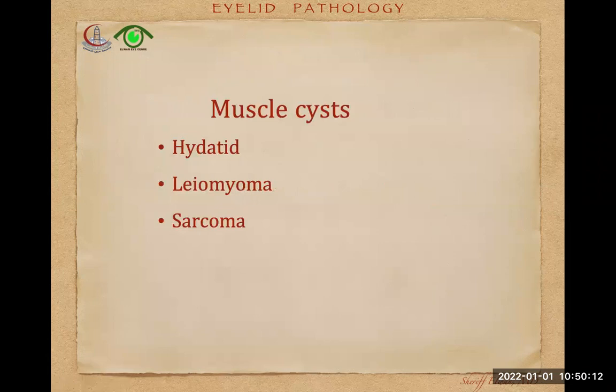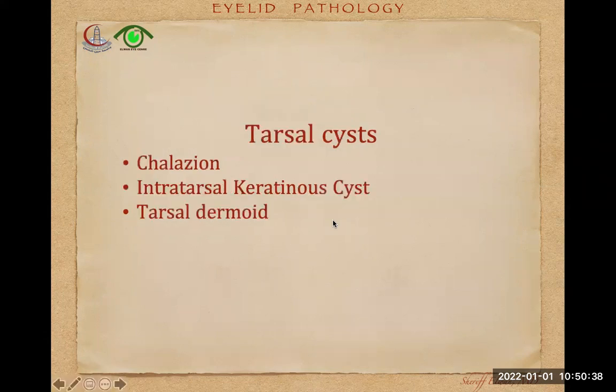Now, muscle cysts. All these were the skin cysts. We come to the muscle cysts, where either a hydatid cyst may occur from the scolex of the Echinococcus granulosus worm, or a leiomyoma, a benign tumor from the smooth muscles, or a sarcoma from any of the muscles of the eyelid.